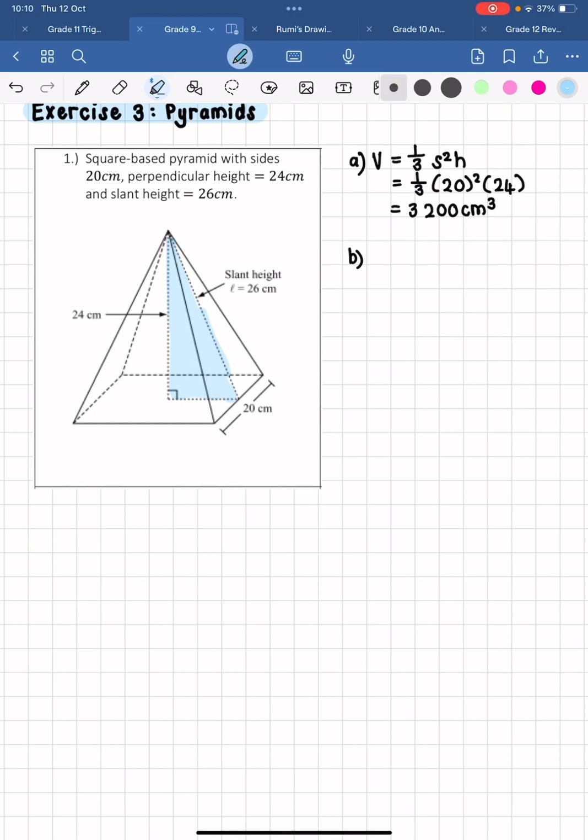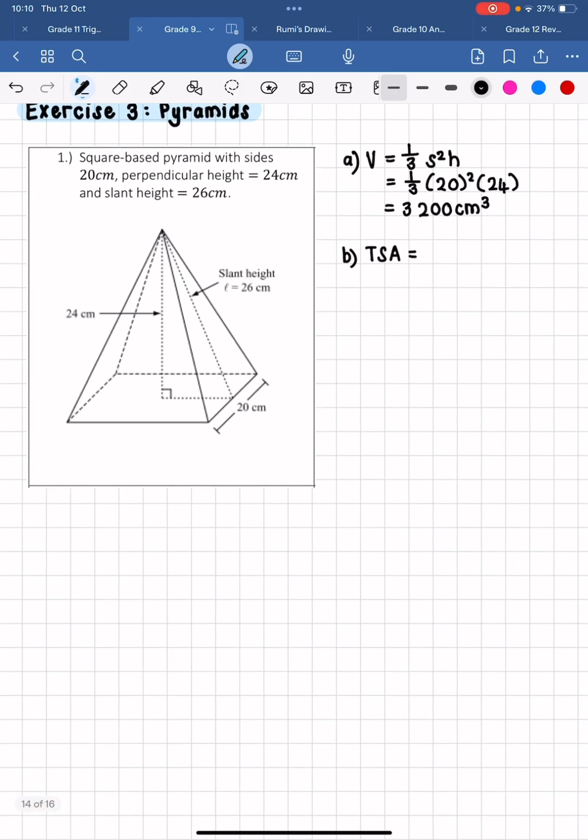So I would say that that's 26. I'm saying now if they didn't give us the 24, what would this length be here at the bottom? 10. Because the whole side is 20. That line is going to the center of the square, so that would be 10. Just wanted to make sure you would be able to do that. That's fine. Okay, total surface area, so TSA.